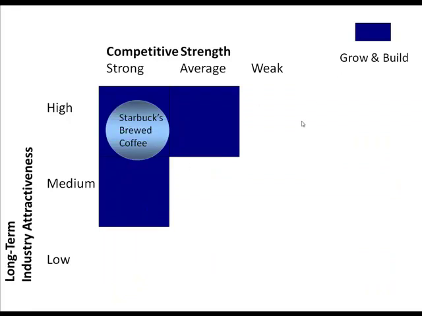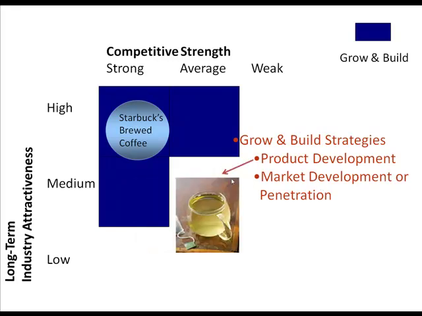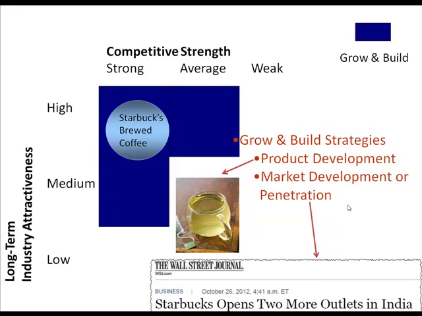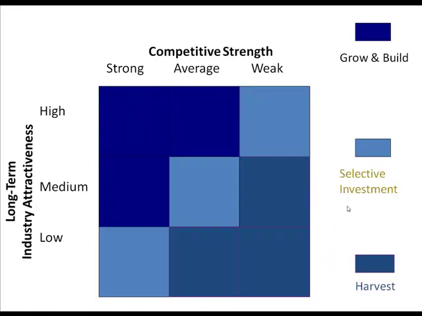Now, this would be under a grow and build type of strategy, which could include product development or market development or penetration. Product development, what has Starbucks done with its traditional line is diversified into teas and green teas, which is a form of product development. Moreover, it's made a major push in market development into China and more recently into India and also Vietnam.